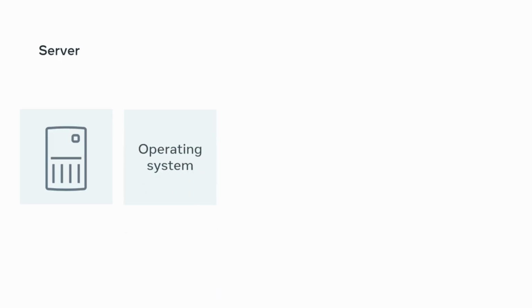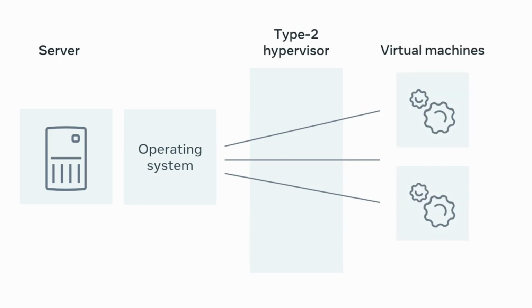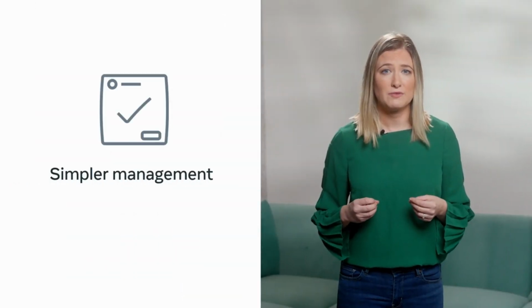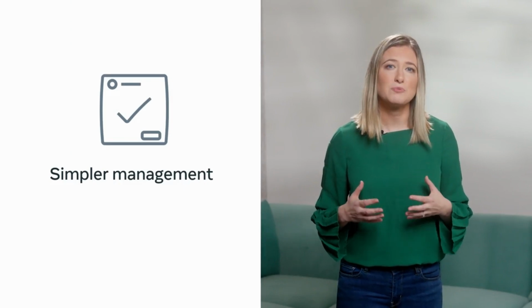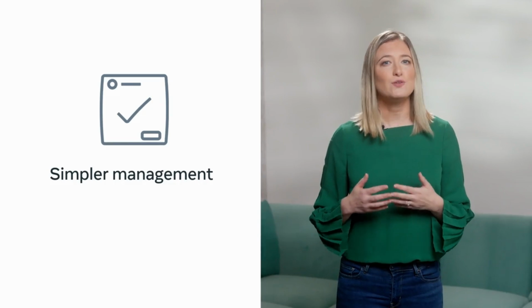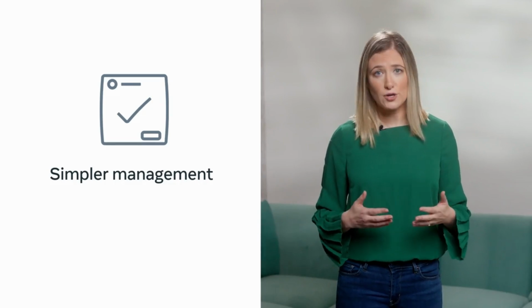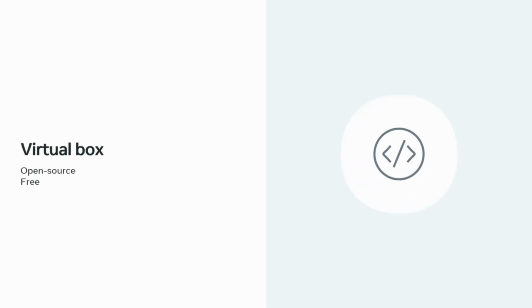On the other hand, a Type 2 hypervisor works mostly on top of an operating system and is usually slower than Type 1. But managing a Type 2 hypervisor is simpler than a Type 1 hypervisor because they come with a simpler management console. And you don't have to directly deal with the hardware for Type 2 hypervisors. Oracle VirtualBox is one of the most popular and widely used Type 2 hypervisors.